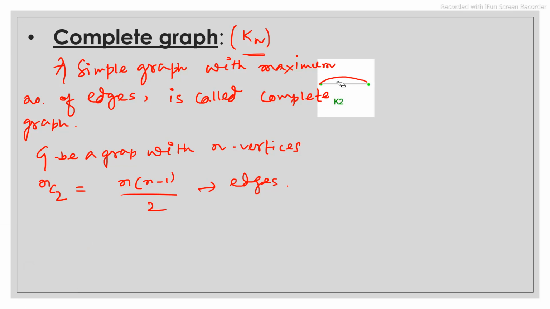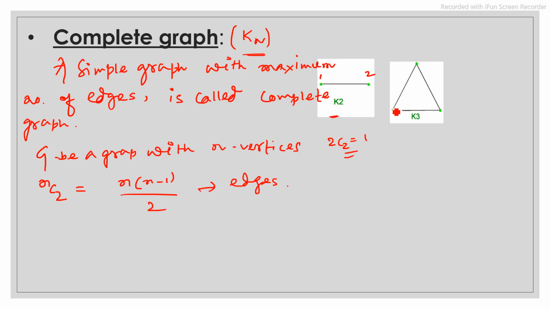And if we put the number of vertices here, what? 2. Number of vertices here 2. So what will be the edges? 2C2, so 2C2 means 1. So number of edges here is 1. This is a complete graph with 2 vertices denoted by K2. Now K3. This is K3. Also this is a cyclic graph C3. We already discussed.